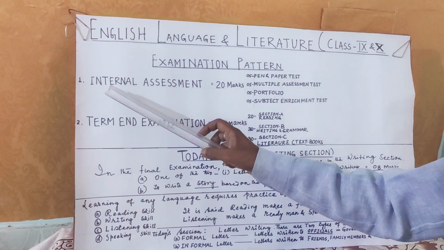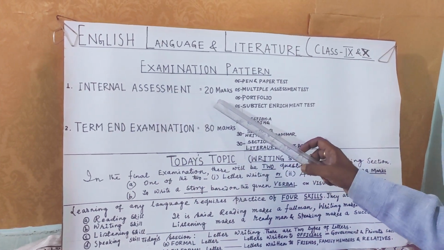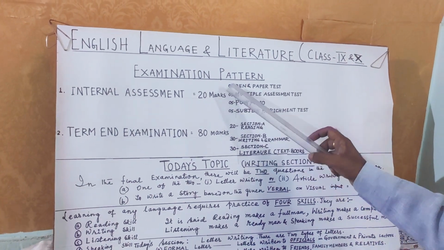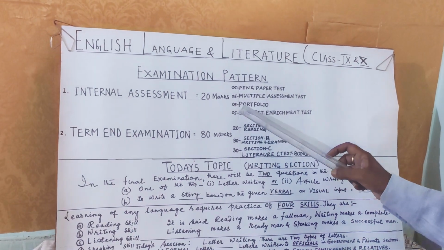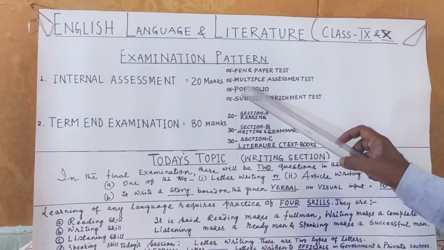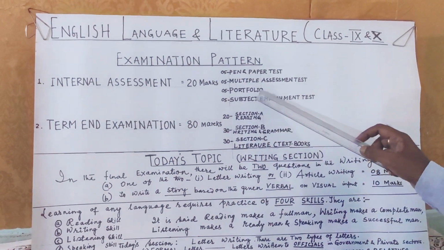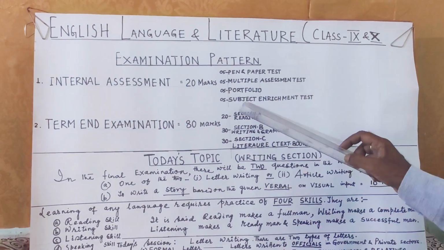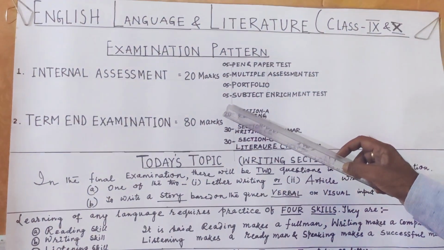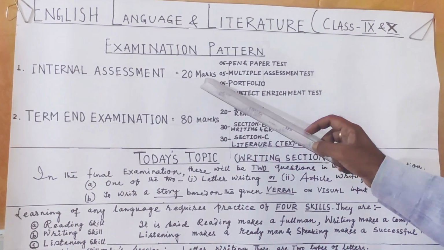The first one is school-based internal assessment of 20 marks. These 20 marks are allotted in 4 different ways. A pen and paper test for 5 marks, multiple assessment test for 5 marks, portfolio 5 marks, subject enrichment test for 5 marks. So, school-based internal assessment is of 20 marks.